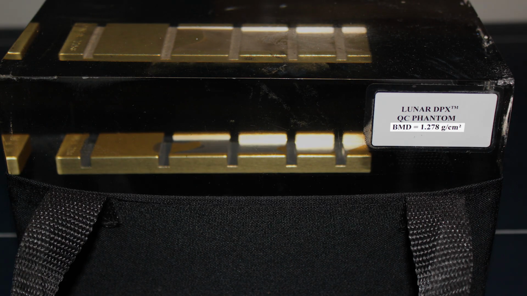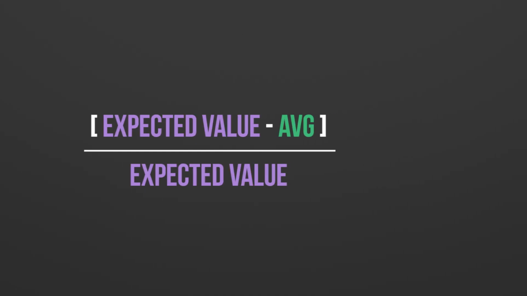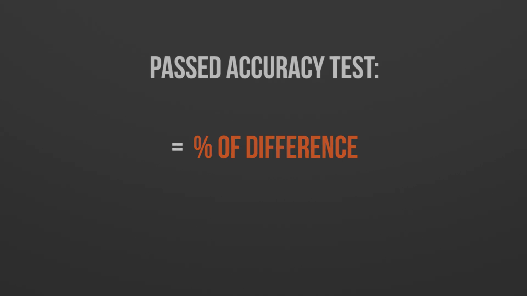Next, we need to know our expected value. The expected value can be found on a sticker on the side of your encapsulated phantom or a paper along with your water bucket phantom shipped with your system. Find the average, subtract it from your expected, then divide that number by your expected value again, and then multiply your equation times 100. This will give you a percent of difference. Verify your percent of difference to determine if your accuracy test has passed.